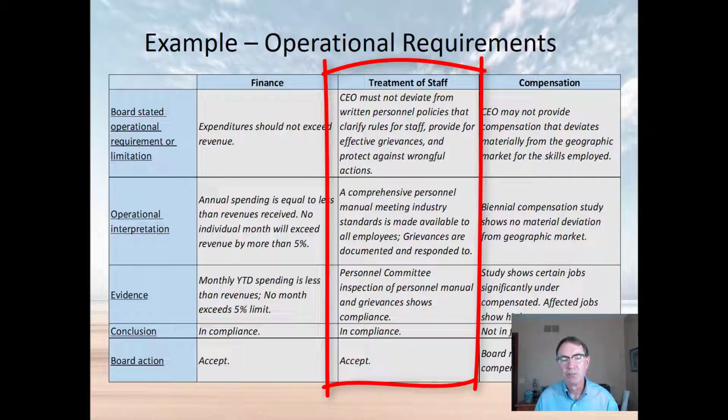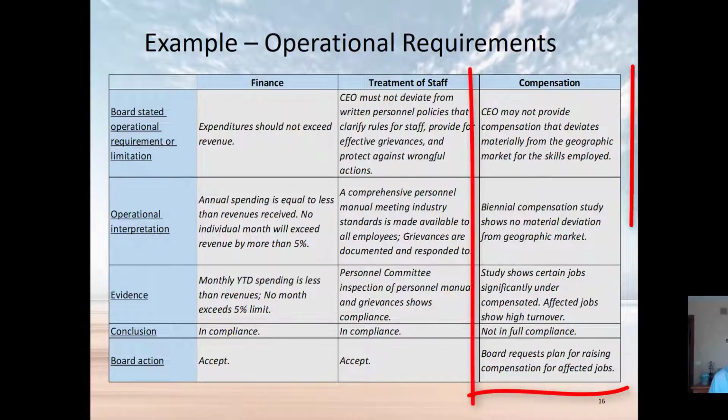Your evidence might be having the personnel committee inspect the personnel manual and look at the grievances to see if they are in fact being documented and responded to. So the report from the personnel committee to the board might be that the evidence is there in compliance, and you accept that.